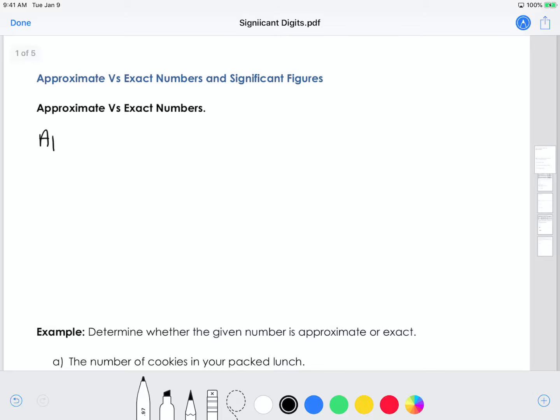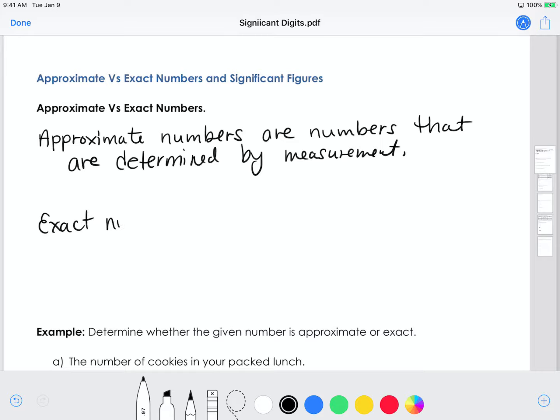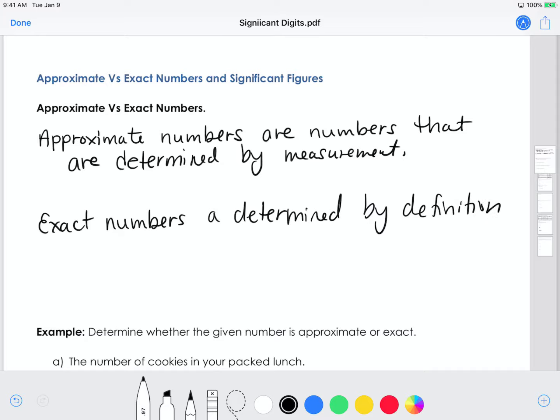And approximate numbers are numbers that are determined by measurement. Exact numbers are determined by definition or counting.